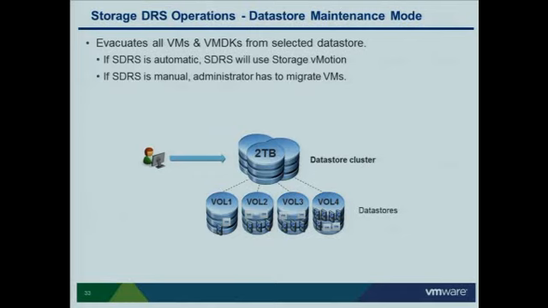We can now do the same thing but based on data store. So if we have a fully automated Storage DRS cluster and we decide that we need to do maintenance on one of the data stores in that cluster, we just place that data store into maintenance mode and we will automatically storage vMotion the virtual machines off of that data store to the remaining data stores in the Datastore cluster, and that allows us then to work on whatever we need to do with that particular data store. So that's pretty cool as well.